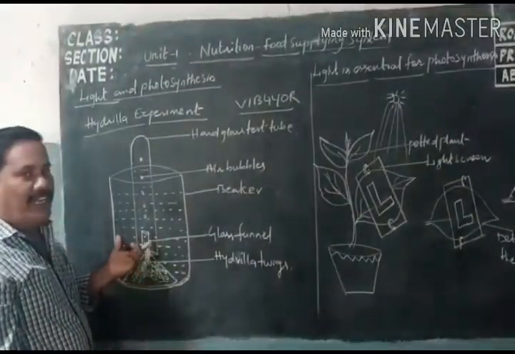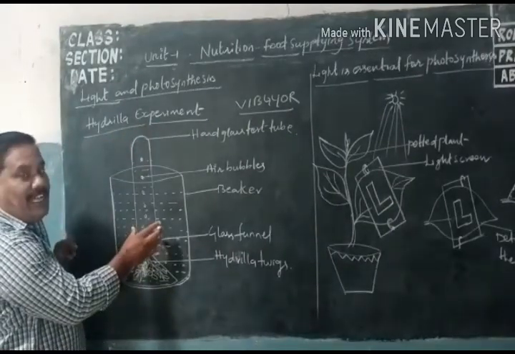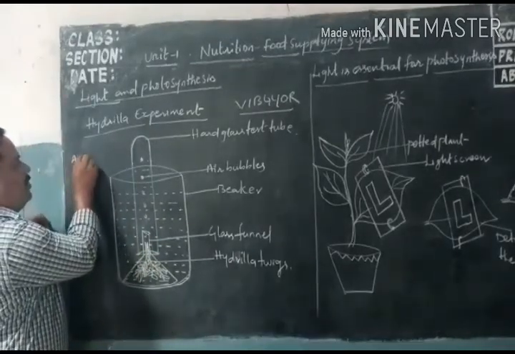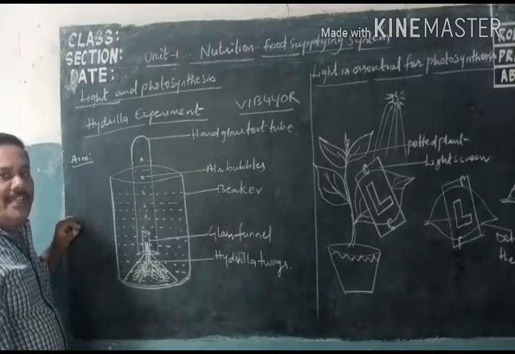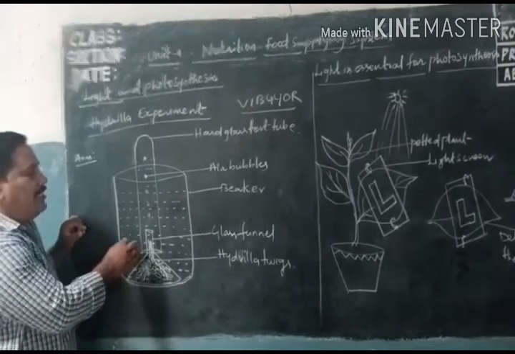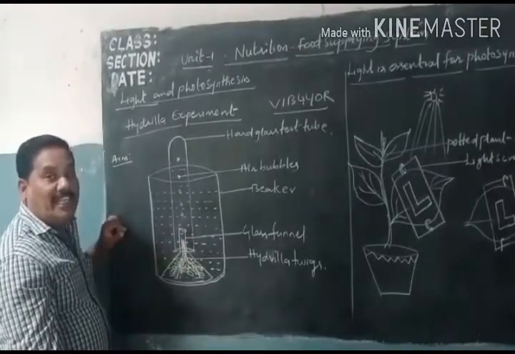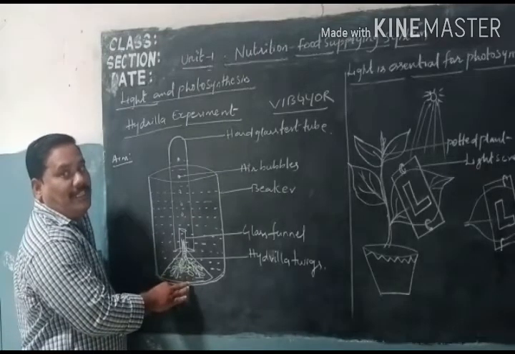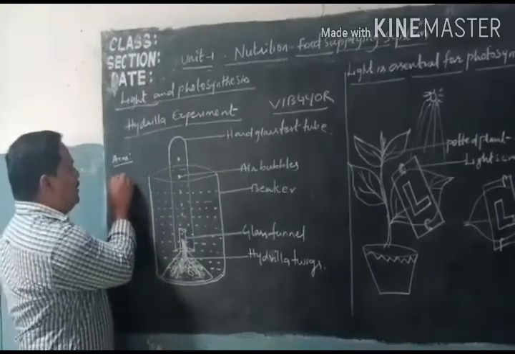With a small activity you can prove that all the green plants and aquatic plants release oxygen. What experiment is conducted here? The Hydrilla experiment. Now see here, the aim. Aim: to prove that all aquatic plants and green plants release oxygen. Before the experiment, you collect an aquatic plant. What is the name of the plant? Hydrilla.